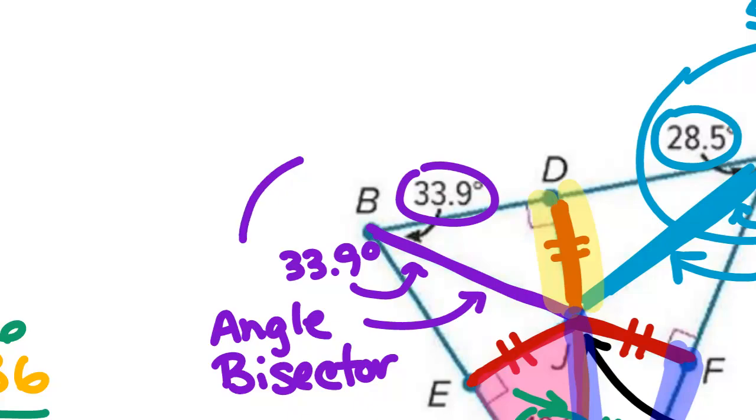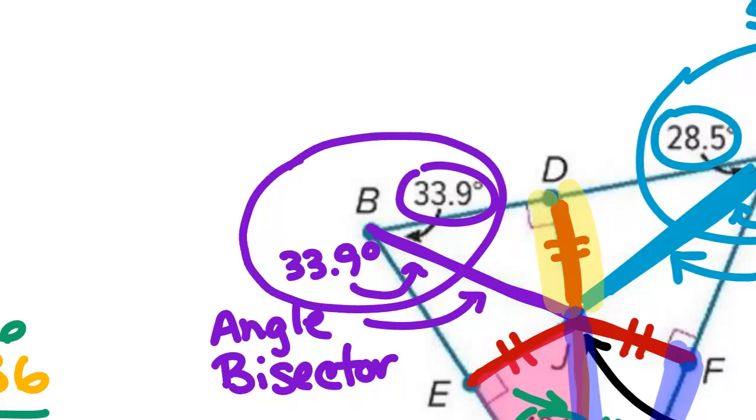I know over here that this little angle is 33.9 degrees. If that's 33.9, how big is the little one right next to it? 33.9. So how big is that whole angle right there? 67.8.